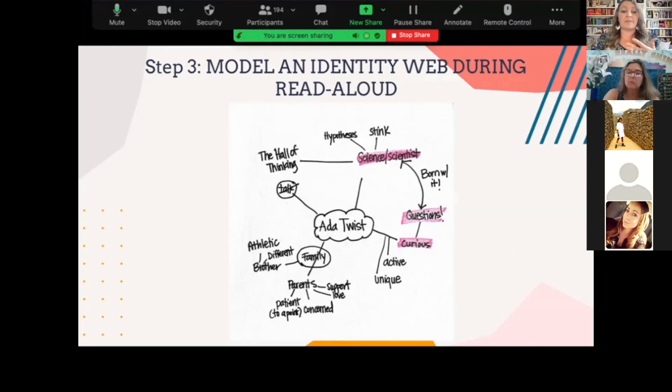So Ada Twist, some of it is characteristics of who she is, like traits, like curious, active, unique. Some of it's about her family. Some of it's about the things that matter to her, like science. And she asks a lot of questions. And some of it's about big moments in her life, like the Hall of Thinking, right? The stink. That was a sort of pivotal moment in her life, trying to figure out this stink. And all of this plays together into who she is.